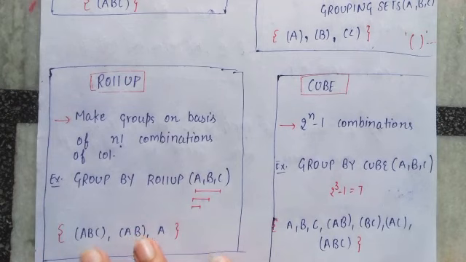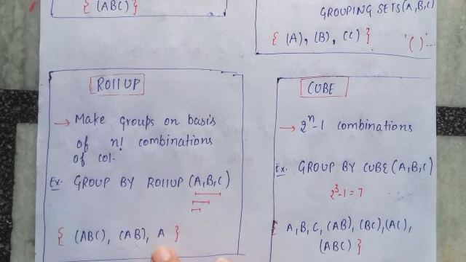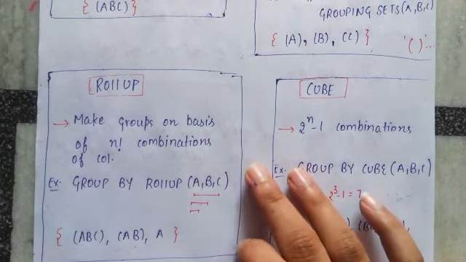So it will make three groups of the table, firstly on the basis of all three columns, then on the basis of these two columns, and at the last it will make the group on the basis of only a column. So this is the use of roll up.